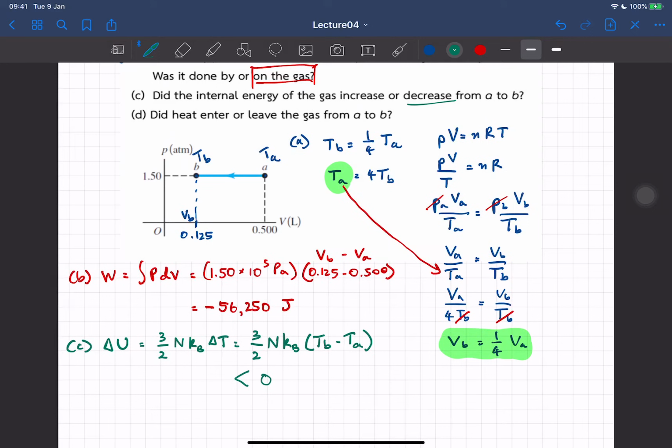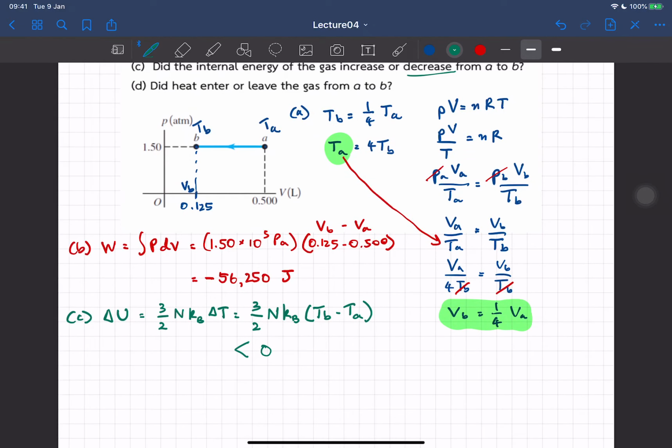And then the last one, did heat enter or leave the gas from A to B? Well, the last one is where you apply the first law of thermodynamics. So let's write that down. So we want Q, right? So heat entering or leaving is essentially asking you what is the value of Q. So Q in this case is delta U plus W.